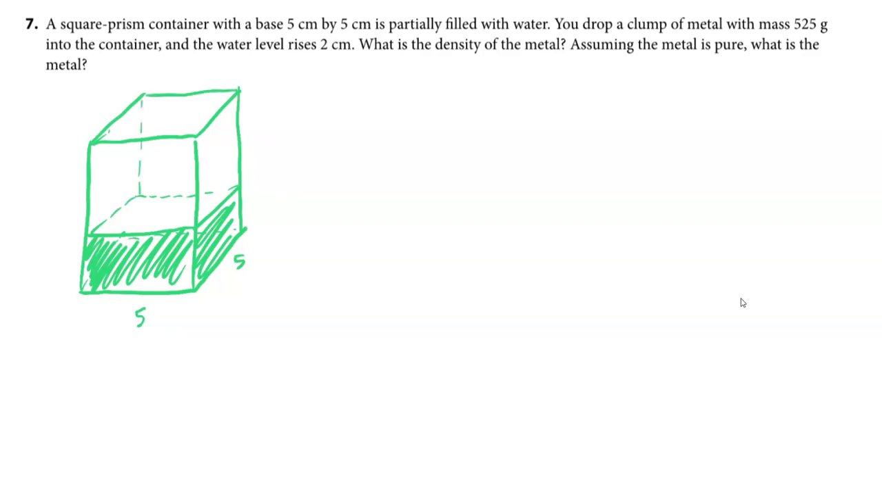All right, you drop a clump of metal with mass 525 grams into it. That's the mass. And the water level rises 2 centimeters. And these are both centimeters down here. Okay, what is the density of the metal?